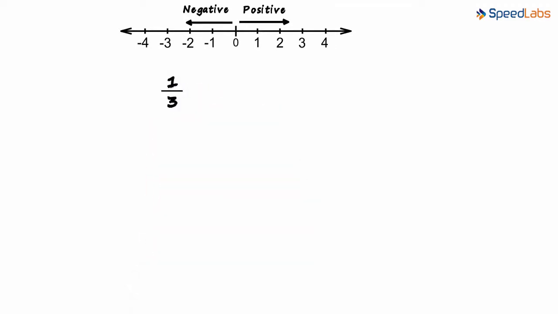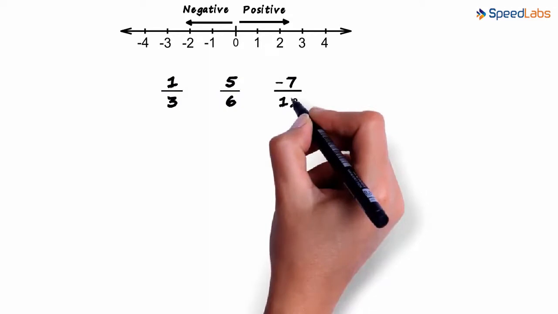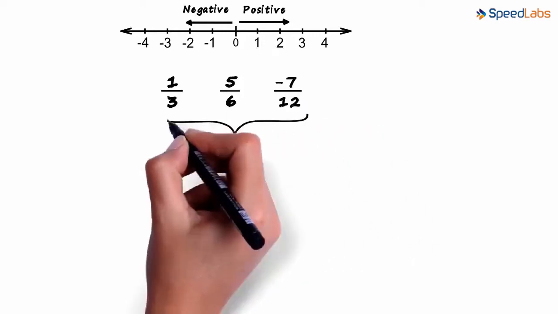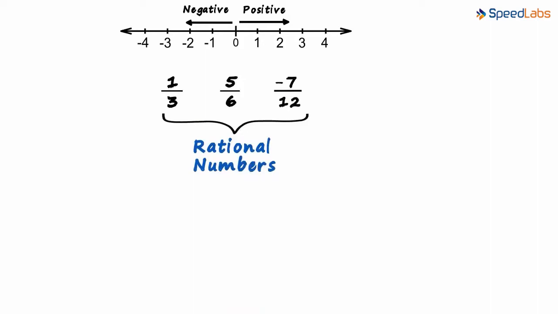1 by 3, 5 by 6, or minus 7 by 12. Each of these are numbers, but we don't use them as often as we use counting numbers. Such numbers are called rational numbers. But we need to define them well. We cannot say numbers like these are rational numbers.